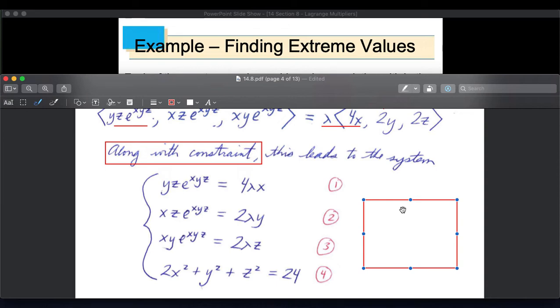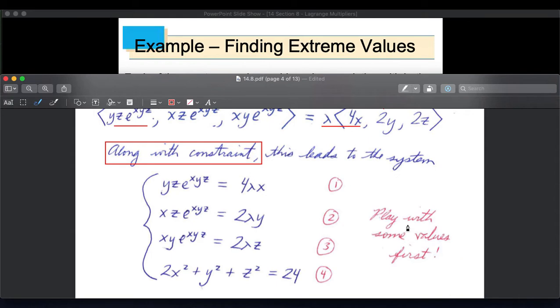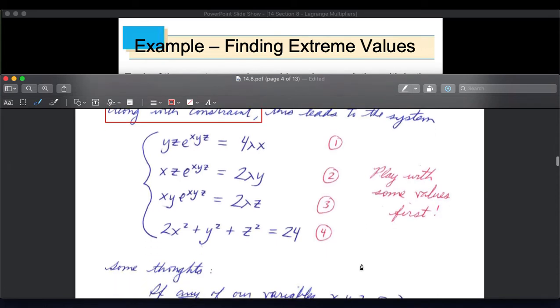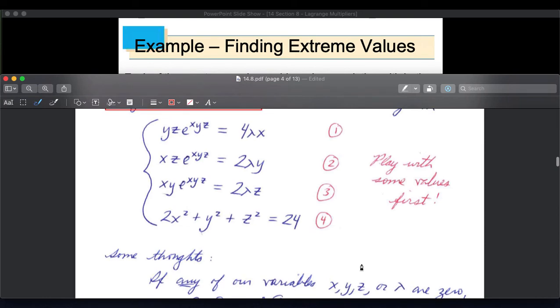What I recommend we do for this one is, why don't we just go ahead and play with some numbers first. Let's just play with some values. What is the easiest value of all? What's the easiest value to start with? And you guessed it, it's the value of 0. So let's talk about that for a second. Let's ask ourselves, what if any of these, x, y, z, or lambda, what if any one of these were equal to 0?